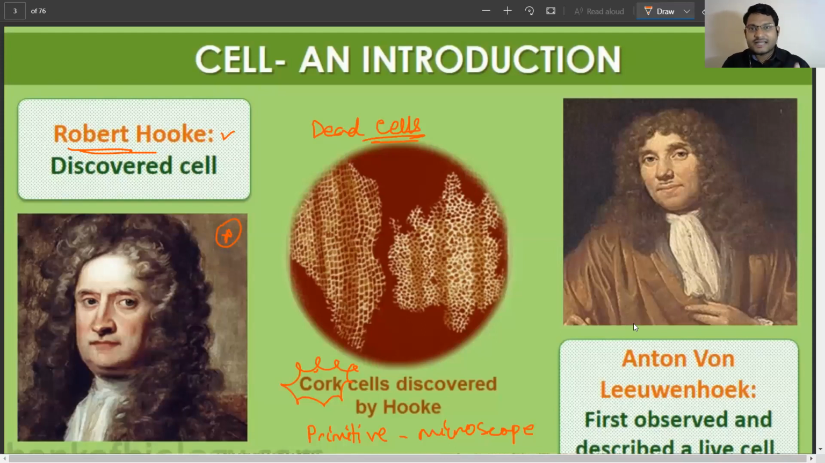But the living cell for the first time was discovered by another scientist, Anton von Leeuwenhoek, or simply called A.V. Leeuwenhoek. Now, he saw and described a living cell. Here's a question for all of you. Find out what was the first living cell that was discovered by A.V. Leeuwenhoek. I want you all to find out.